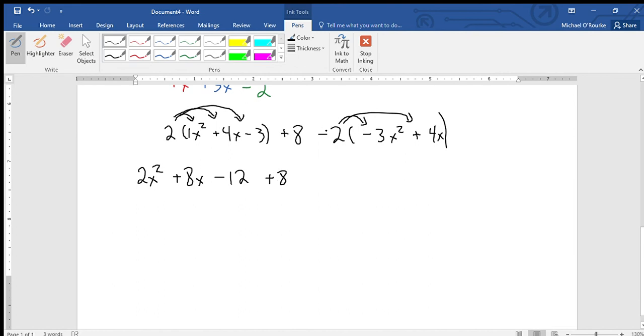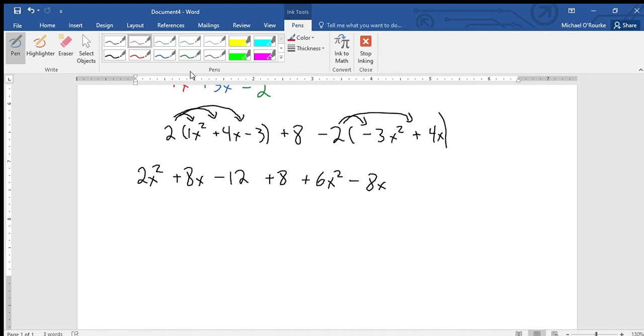I'm going to distribute this. Now it's a negative here, so be careful of your signs. 2 times 3 is 6x squared. Negative times a negative is a positive. Negative 2 times 4 is 8x. Negative times a positive, negative.